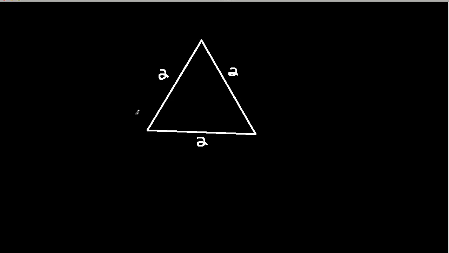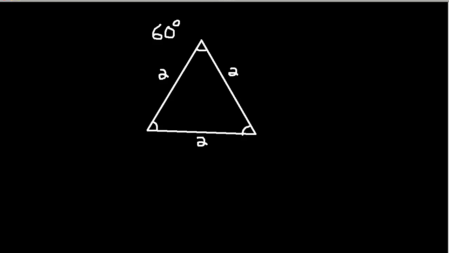Another distinguishing characteristic of an equilateral triangle is that all of these angles, all of them, are the same, and they're all equal to 60 degrees. So all those angles are 60 degrees, okay? Because the sum of the angles in a triangle must add up to 180 degrees.